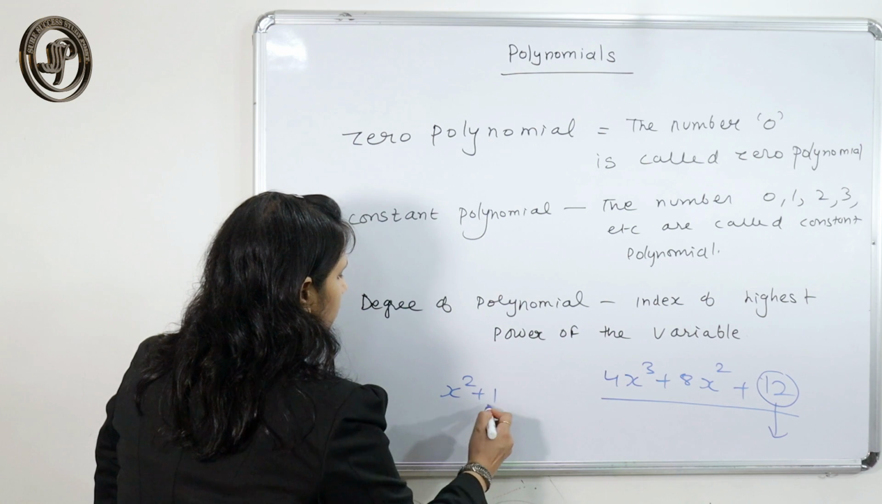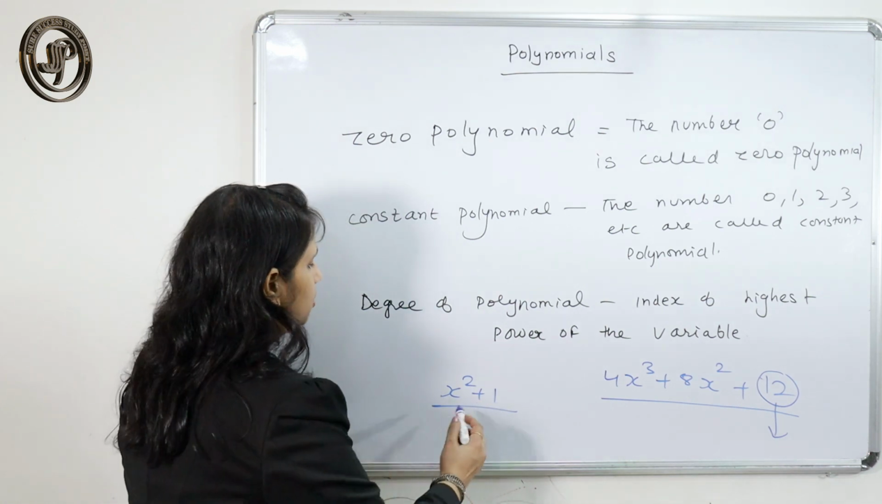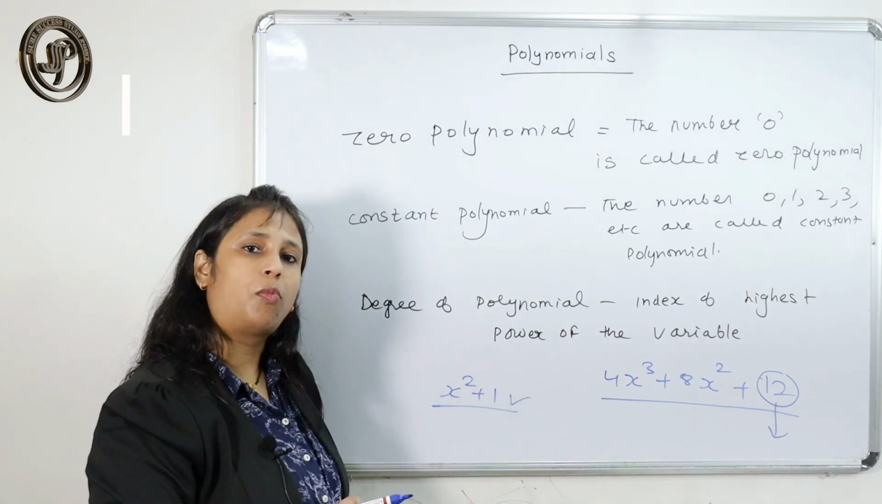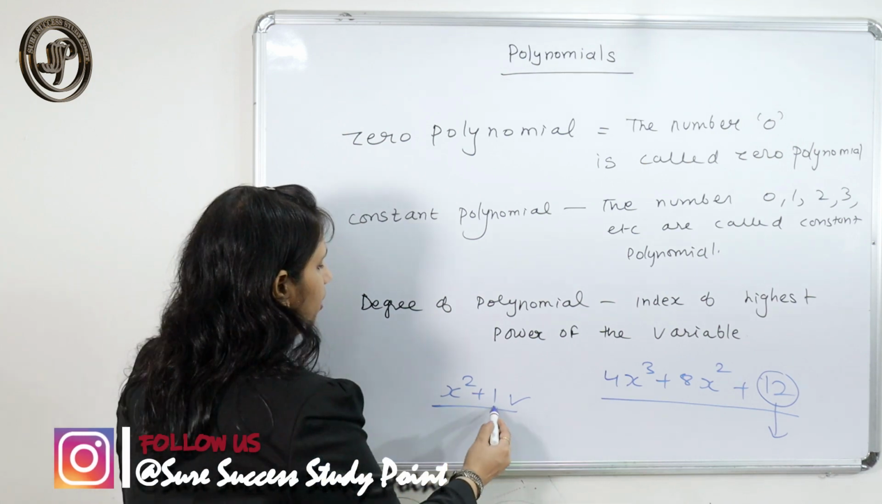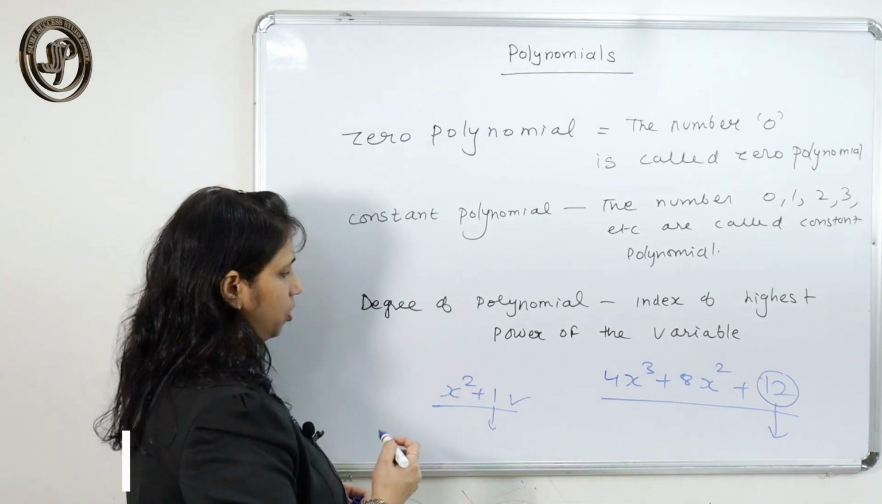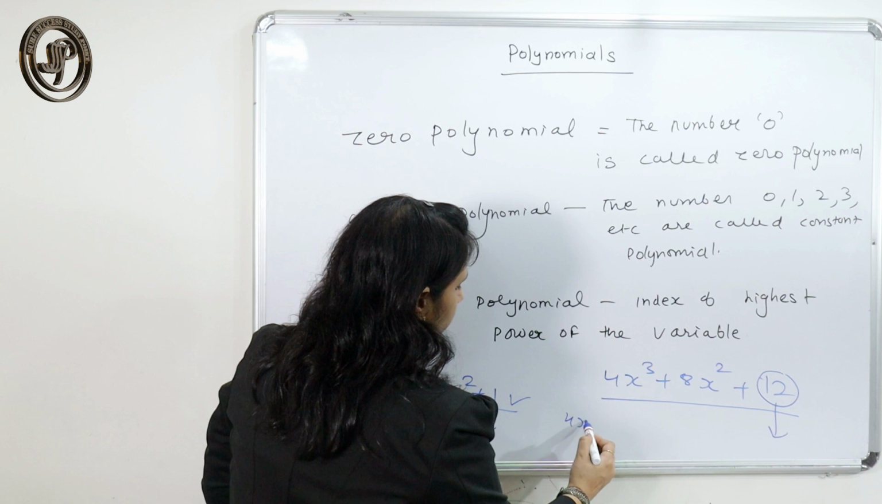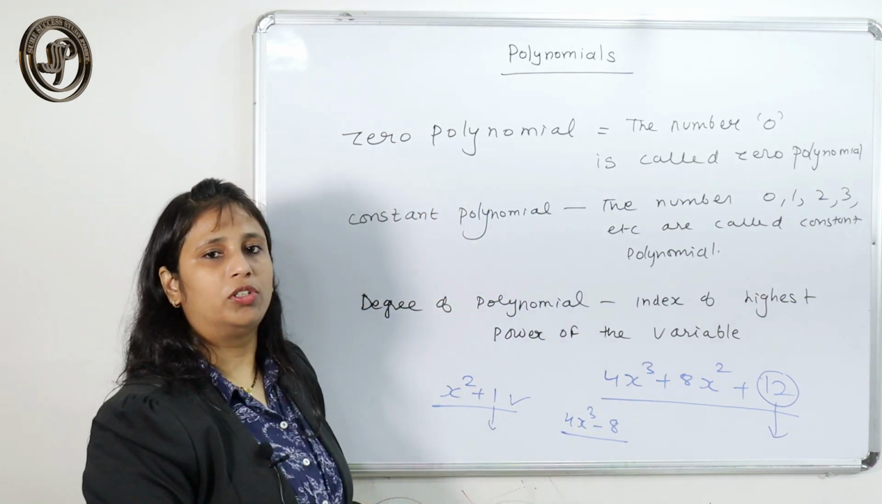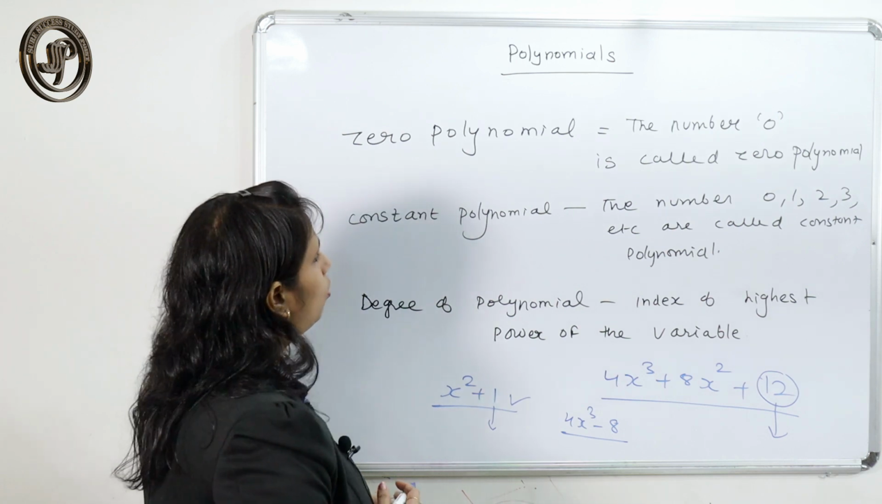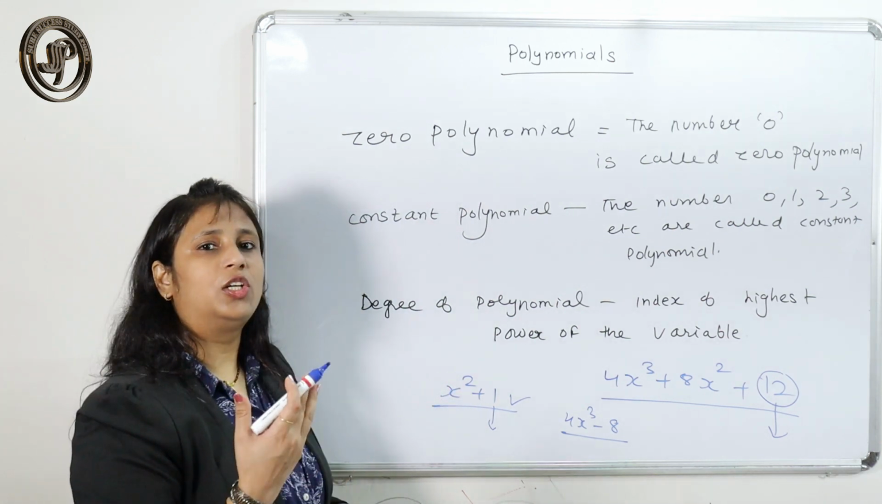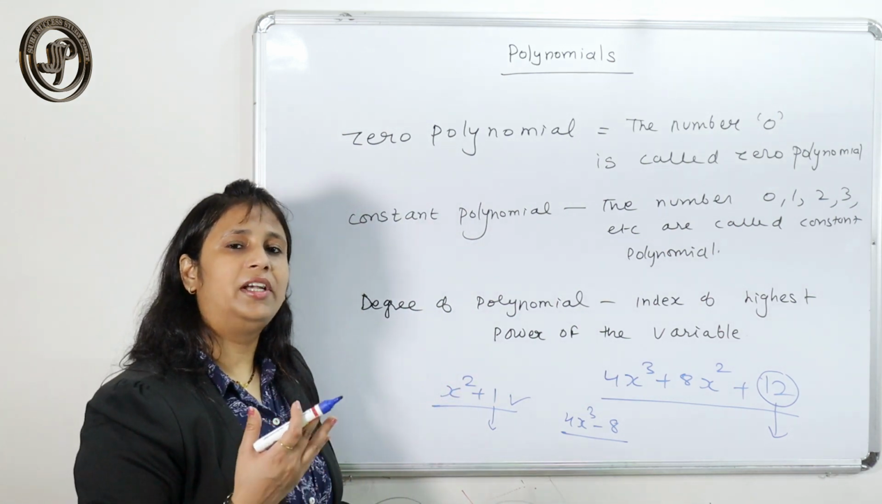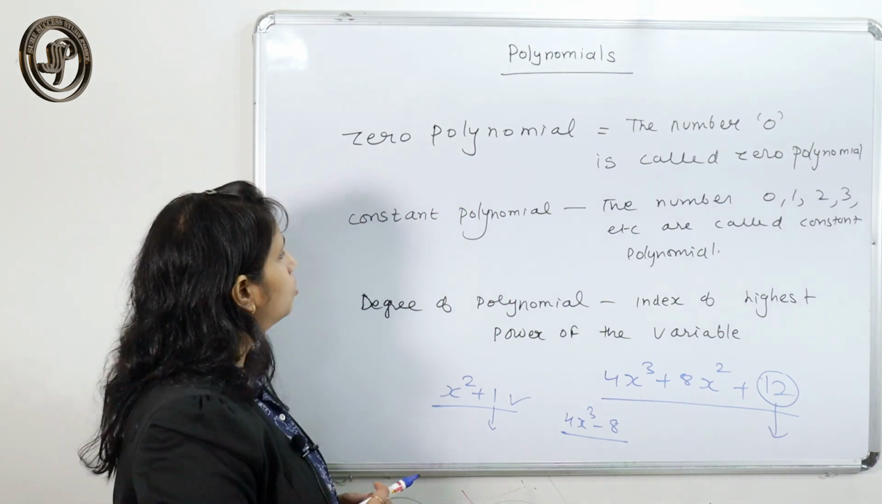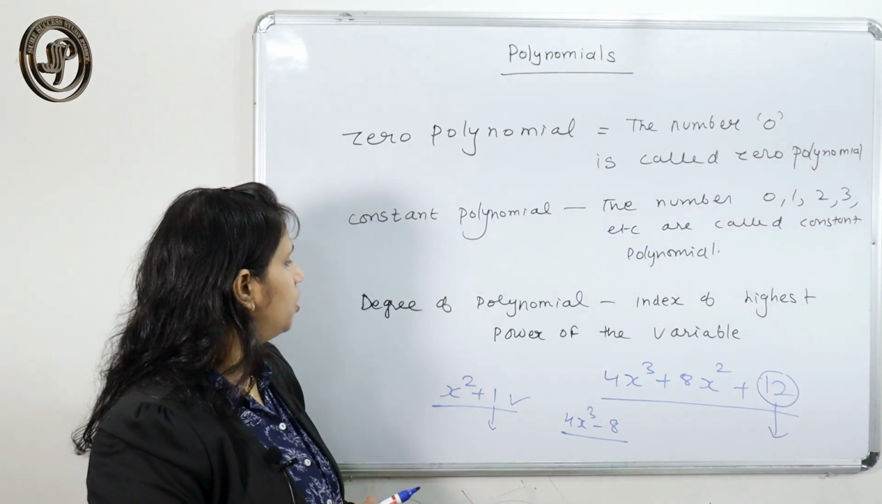So if I write this, does this function contain a constant polynomial? Yes. Here the 1 is the constant polynomial. If I write a function x cube minus 8, here my constant polynomial is minus 8. The constant polynomial is a number, or we can say independent of variable. So that is what is called constant polynomial.